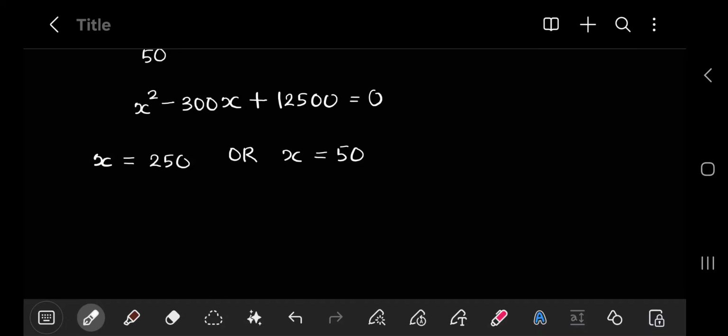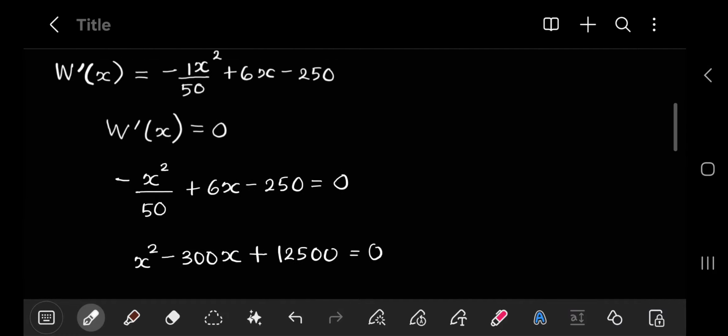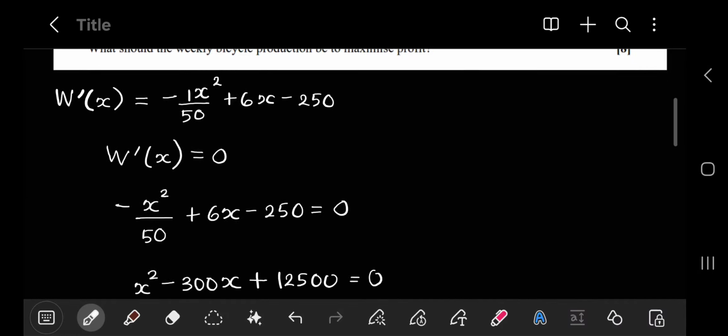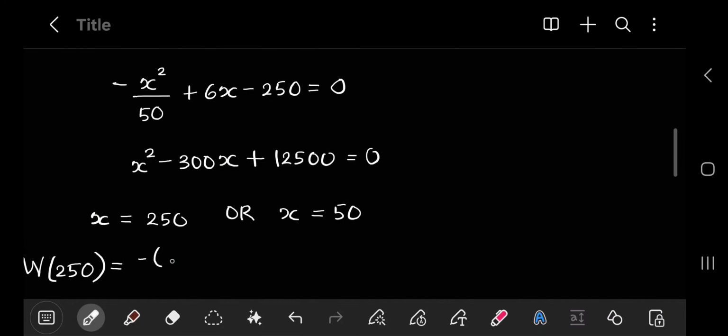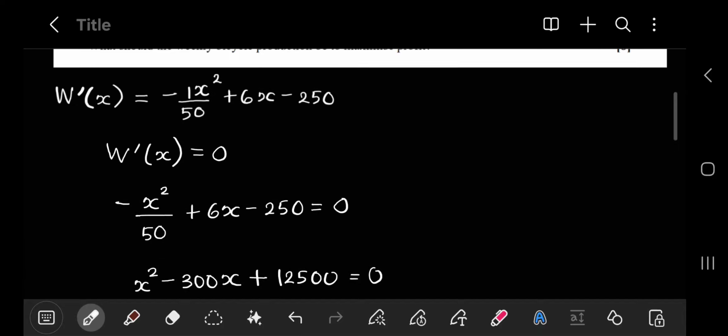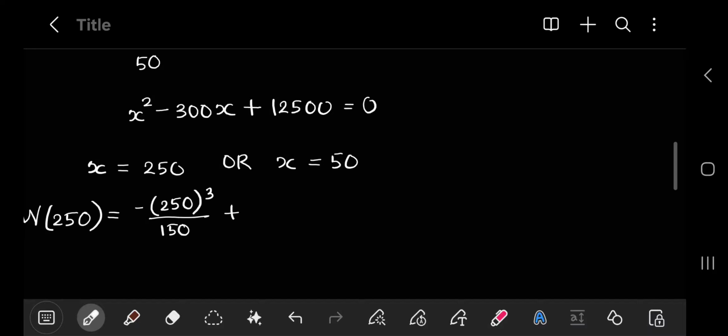Now, since we are following the steps that we do when calculating the local maximum, once we have our x values, the next step is to take those x values and substitute into the original equation to give you y. So we're going to take each of these values and substitute into our equation for W. So let's calculate W(250). And since W represents profit, whichever value gives us the bigger profit, then that is how many bicycles need to be produced per week so that we can maximize the profit.